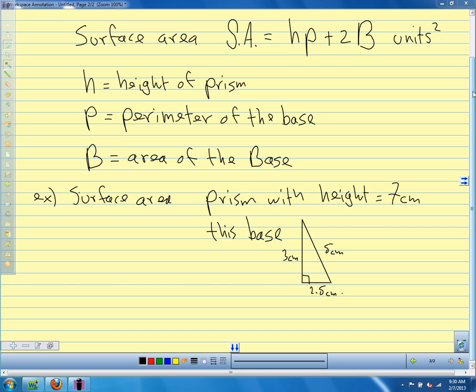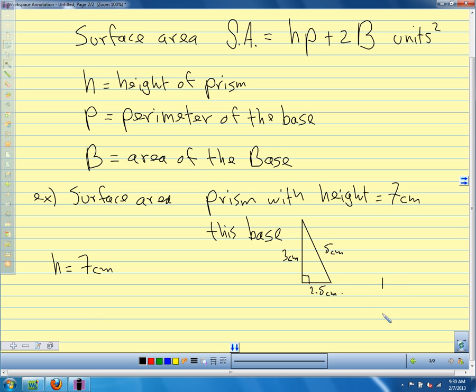We need several pieces of information to use our formula. So what's the first piece of information that we need? What are we going to have to find to use our surface area formula? The height. So we need the height. So what's the height in this particular problem? So the height in our formula is the height of the prism. So our height is going to be 7 centimeters.